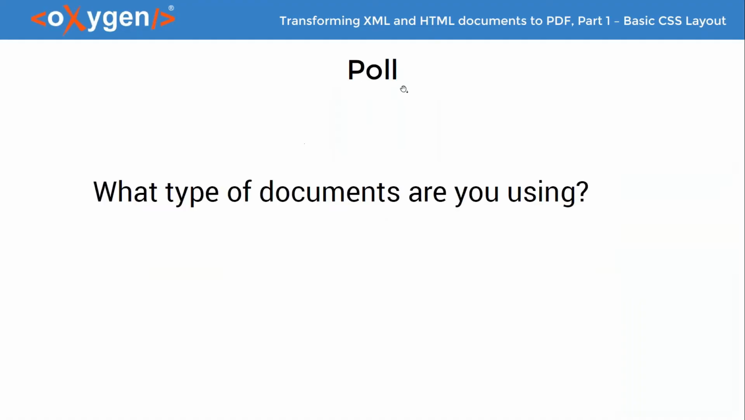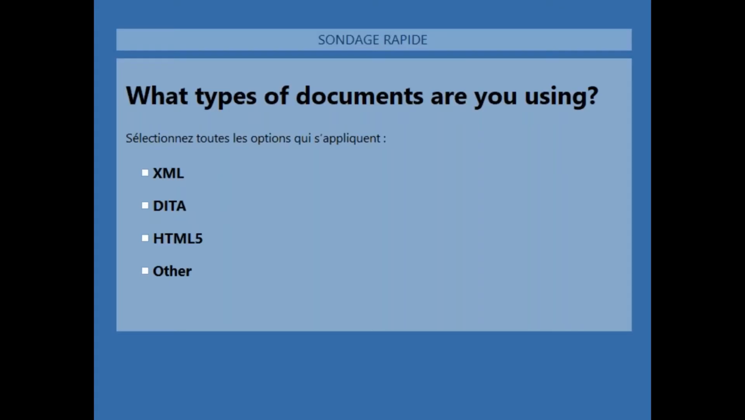Let's go to the second poll. What type of document are you currently using and want to customize using CSS? You may choose XML, DITA, HTML5 maybe. And if you have another type of document, don't hesitate to indicate it. As for the first one, we will wait a few seconds to see the results.